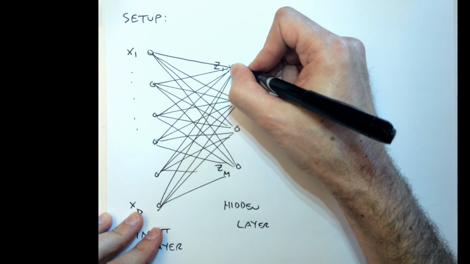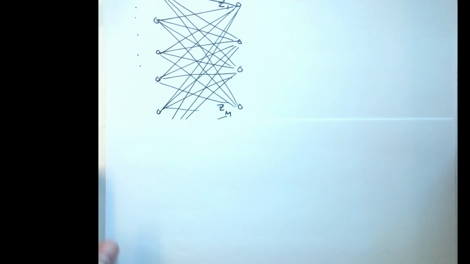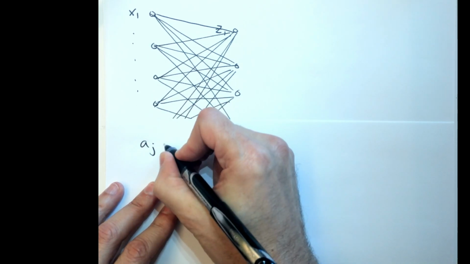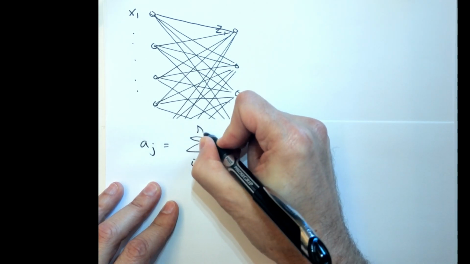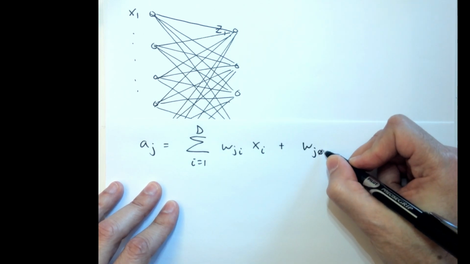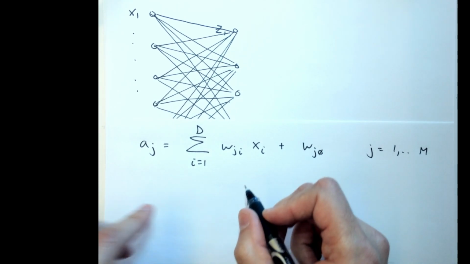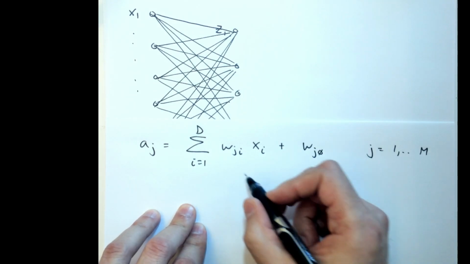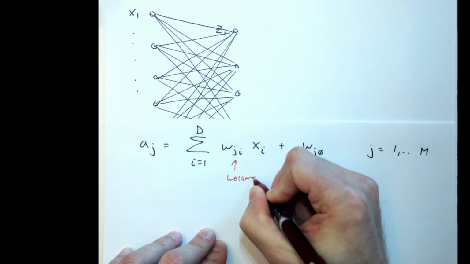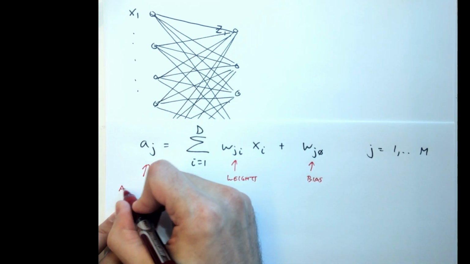What does it mean when I have a bunch of lines converging at a node? I'm going to draw this on a separate piece of paper. Let a_j equal the sum from i equals 1 to d of w_ji x_i plus a bias. This is our old familiar linear function, where j goes from 1 to m. At every one of these nodes up here, I have a linear function. These are my usual weights, these are my biases, and this whole thing we call the activations.